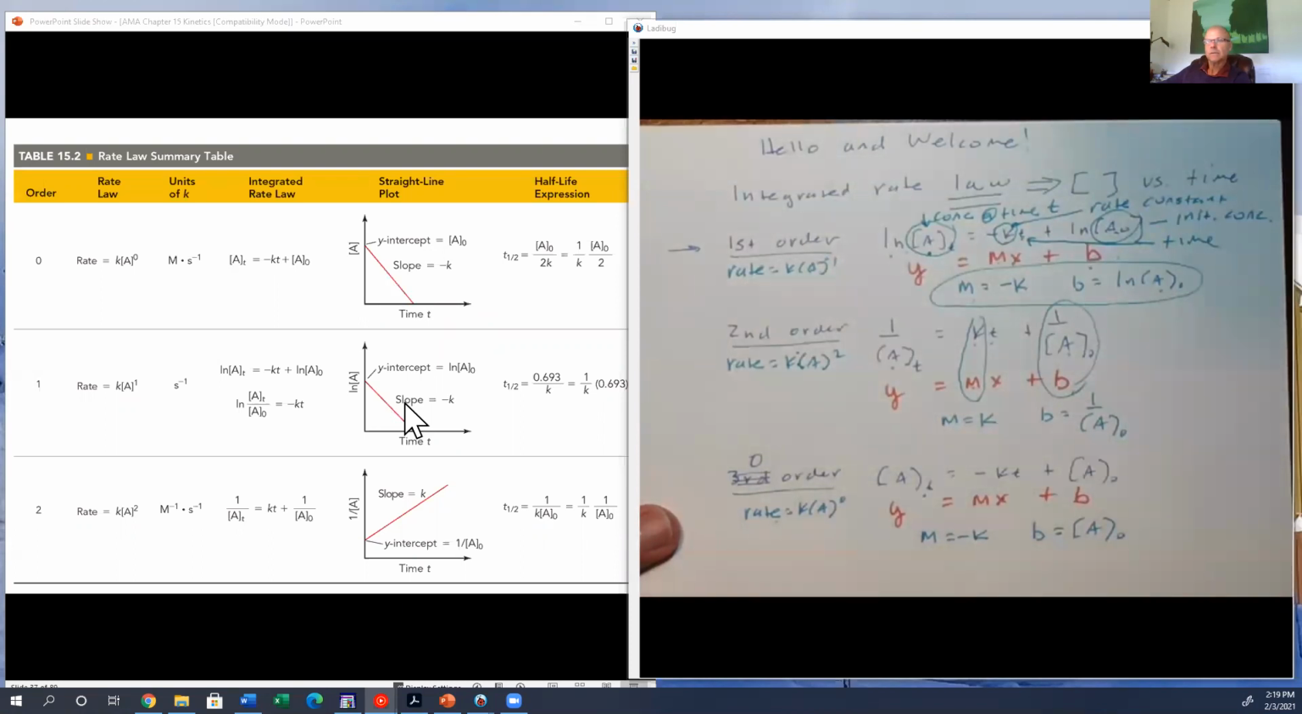Does that make sense? In both cases, for both a zero order and a first order, the slope is equal to minus K. But you're plotting different things, right? For a zero order, you're plotting A versus time. For a first order, you're plotting the natural log of A versus time. That's the main difference. Okay, now that makes sense. Thank you. Good.